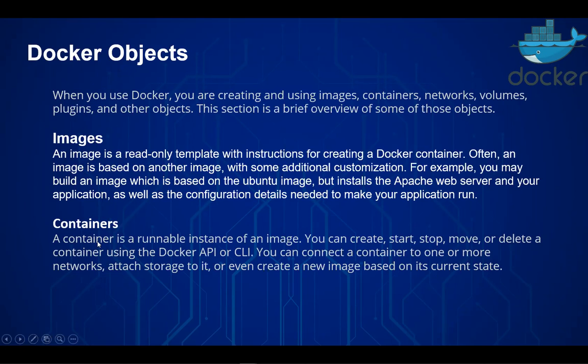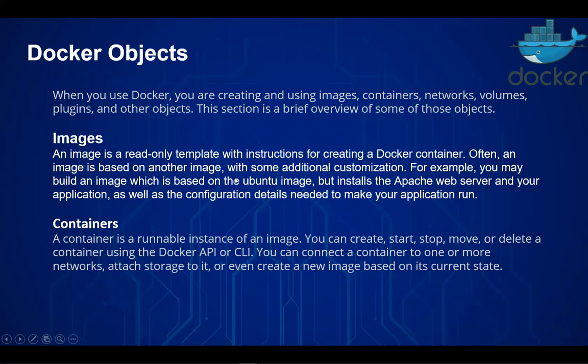We have image and container. An image is a read-only template with instructions for creating a Docker container. Often, an image is based on another image with some additional customization. You may build an image which is based on the Ubuntu image, but installs the Apache web server and your application, as well as the configuration details needed to make your application run.